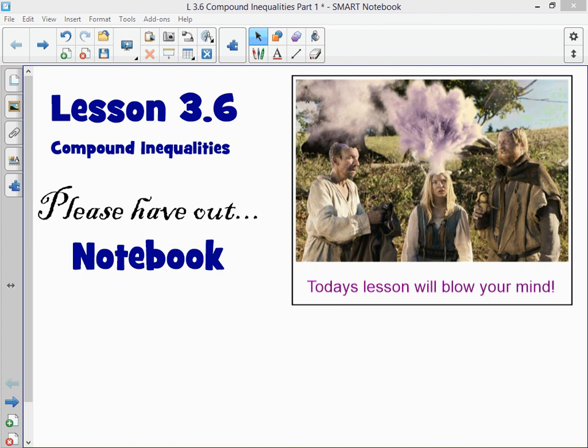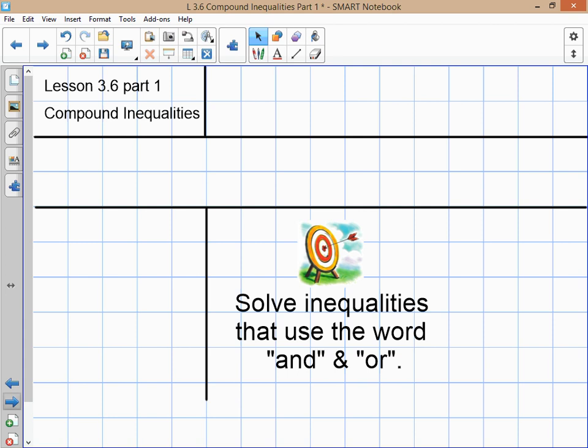This is lesson 3.6, and we're going to talk about some compound inequalities. I'd like you to take some notes, so have your notebook out and set them up for Cornell Notes. If you need to hit the pause button so you can get this set up, go ahead and do that, and when you're ready, hit play.